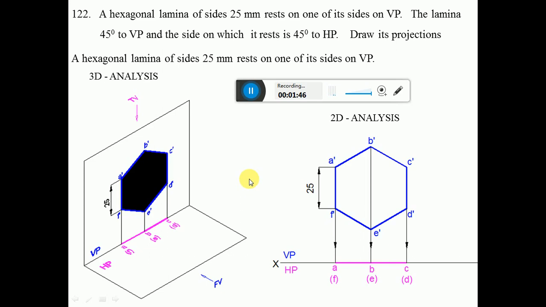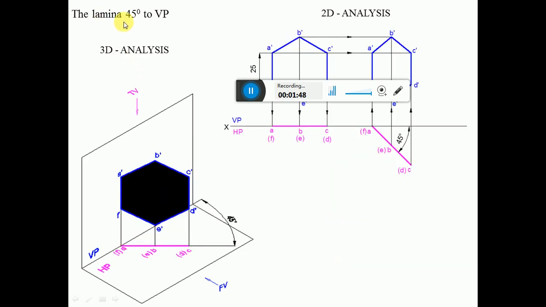Now, the lamina makes 45 degrees to VP such that it is resting on one of its sides on VP. So one of the sides, A dash F dash, is the side which is resting on VP. So when you look from the top view, you can see that it is on the XY line, and since A is near to the observer, A is visible, and F is away from the observer, so it becomes invisible.